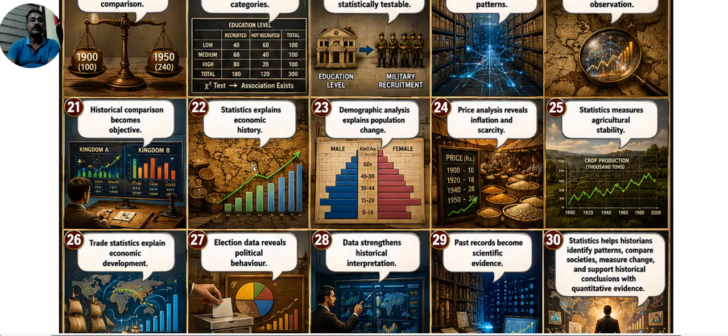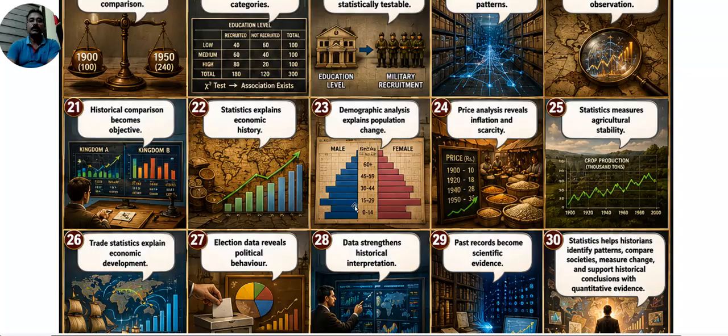Statistics explains economic history. Demographic analysis explains population change. This is the age structure: 0 to 14, 15 to 29, 30 to 44, 45 to 59, and more than 60. This is male. What is the male population, female population?